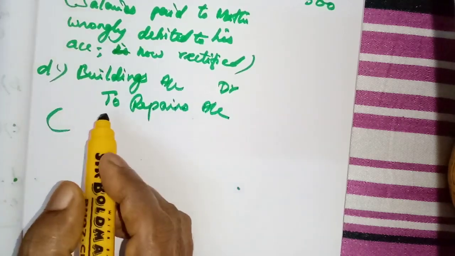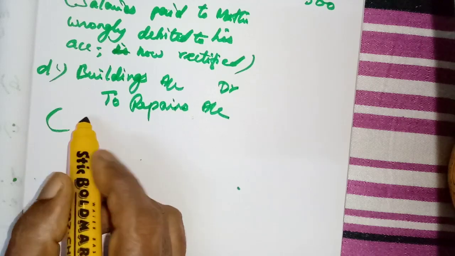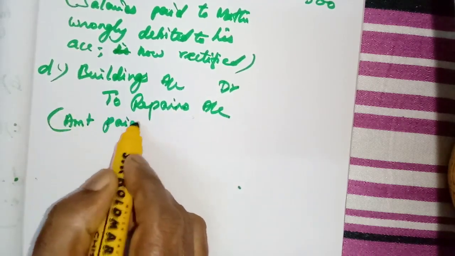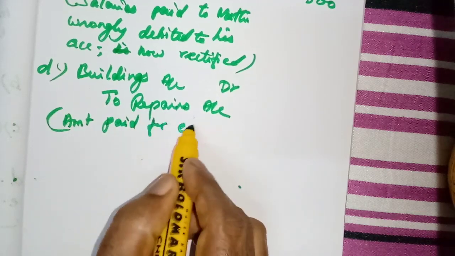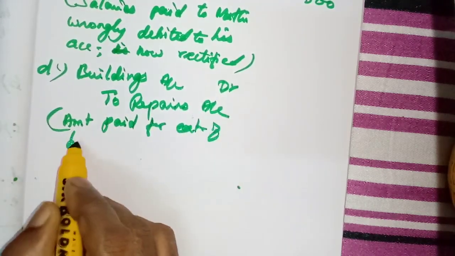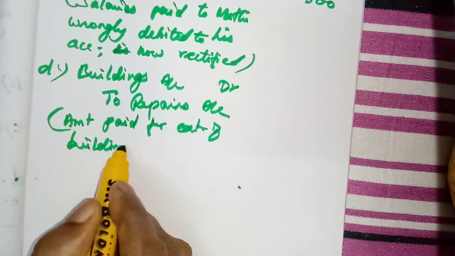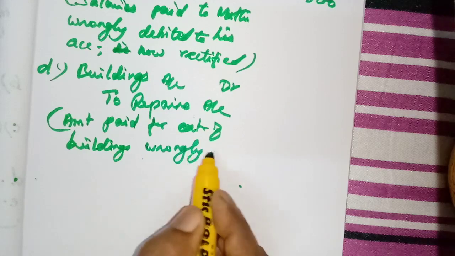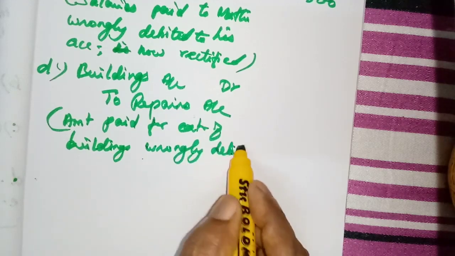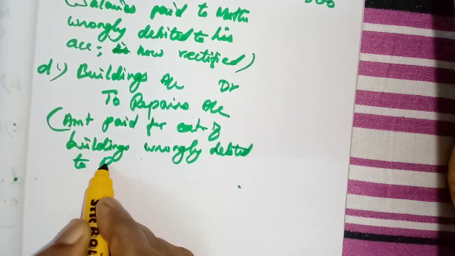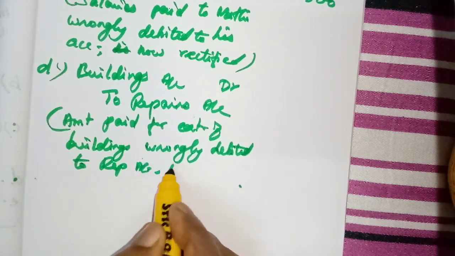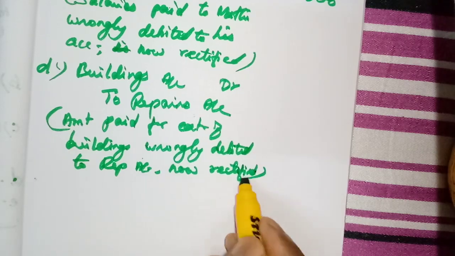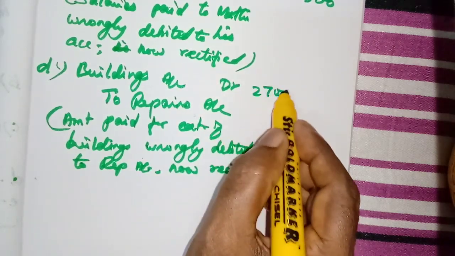Now you write the narration fully: amount paid for extension of building wrongly debited to repairs account, now rectified. Amount 2700.